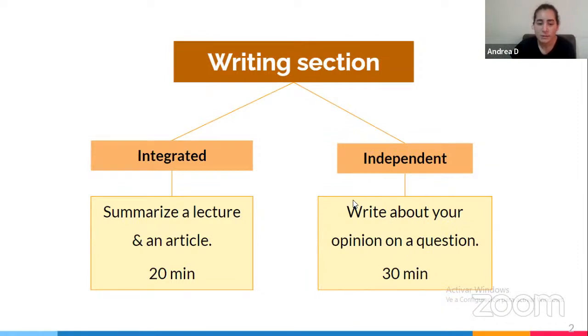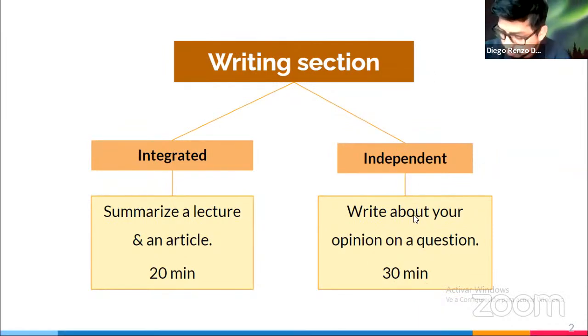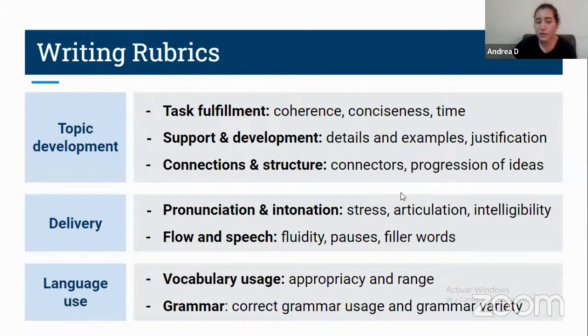This one is very similar to the independent speaking, if you guys remember, but either way we're going to see it. You're just going to have to write an essay about your opinion on a certain topic. You will have 30 minutes to write this essay. So you have 10 more minutes than you had in the integrated. Now we know what the rubrics are. They are exactly the same, to be honest, as they were in the speaking.